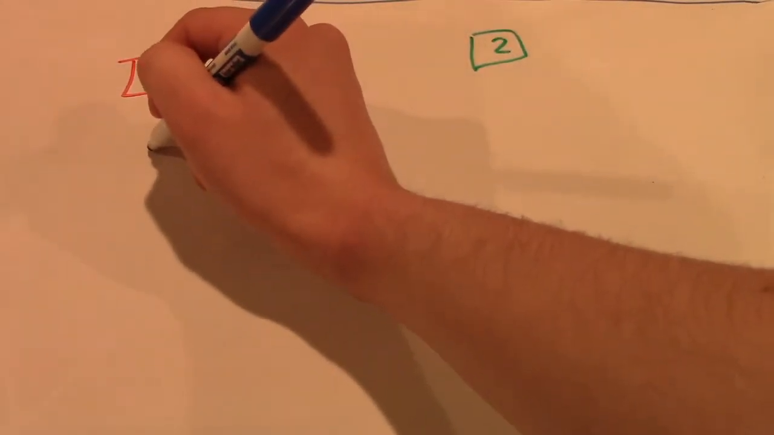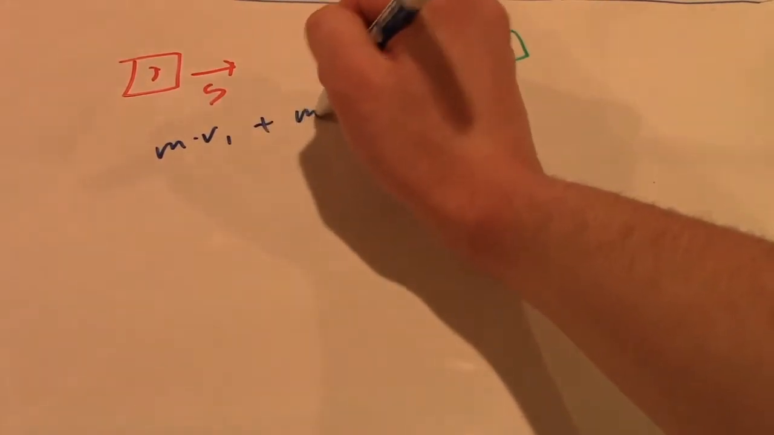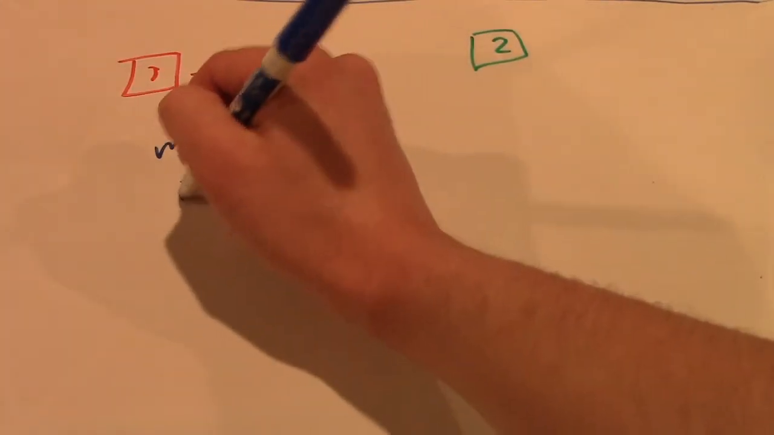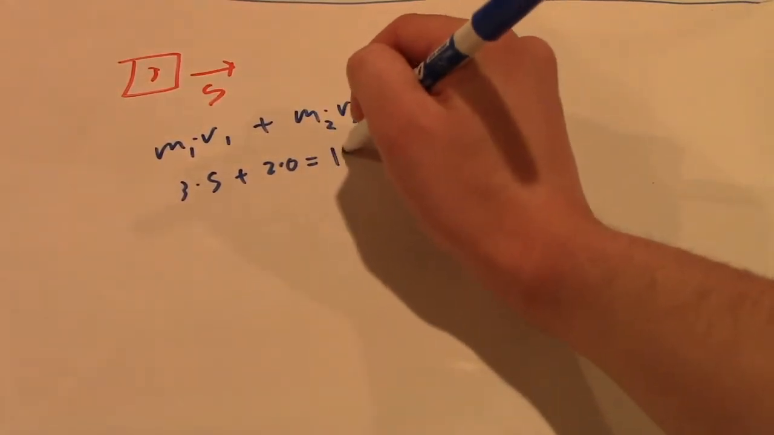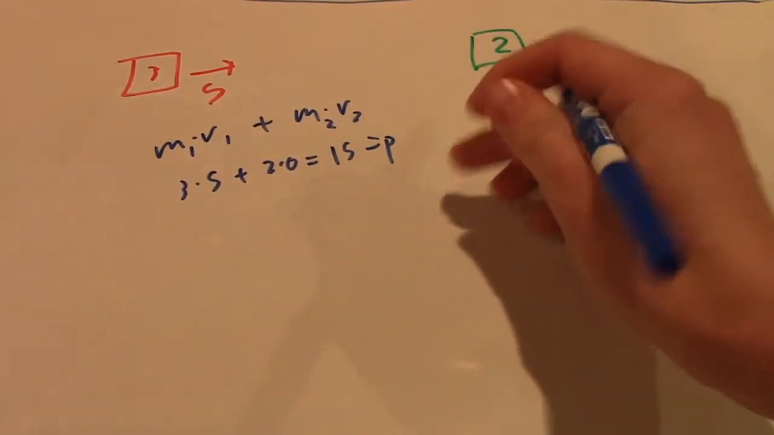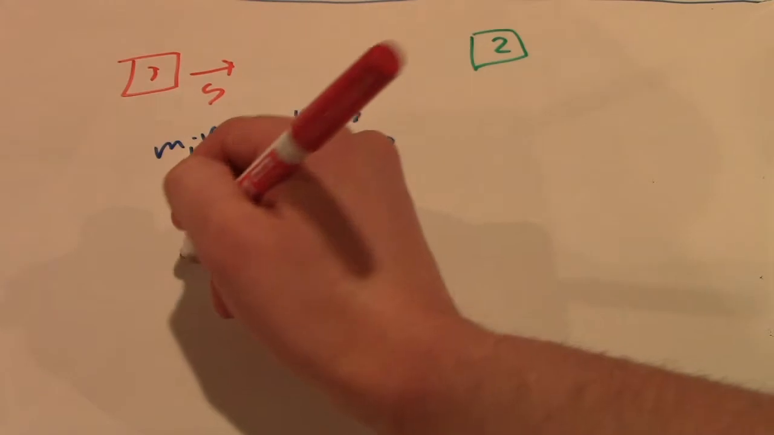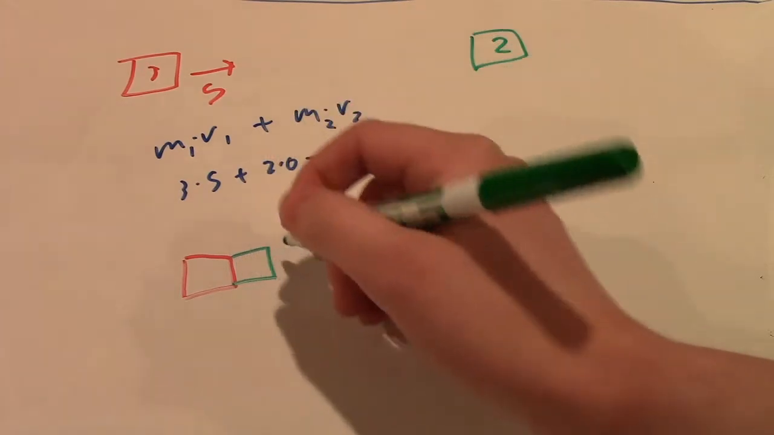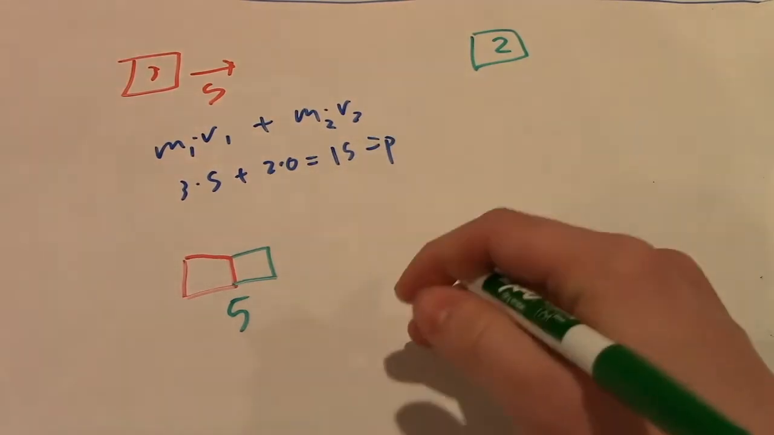Now, the combined momentum of both of these objects is we can simply take mass times the velocity of the first object plus the mass times the velocity of the second object. So, 3 times 5 plus 2 times 0, well, that we get 15. So the momentum of this system is 15. Now, these two boxes end up colliding with each other and sticking together. So they now have the combined mass of 5 kilograms.